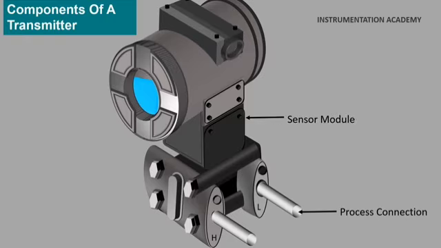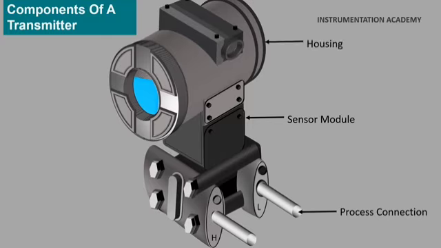Sensor module. The sensor module houses the sensor. The sensor reacts to changes in the process by creating a signal which is read by the electronics. Depending on the type of pressure measurement, the sensor will be mainly capacitive or piezoresistive.